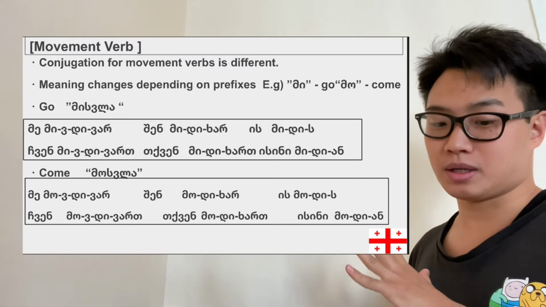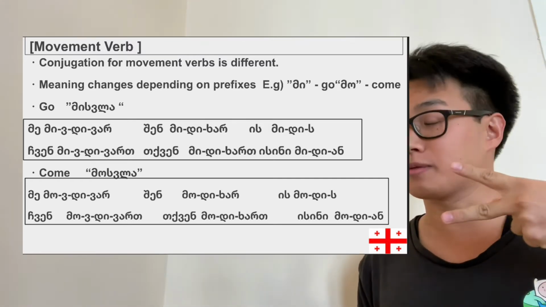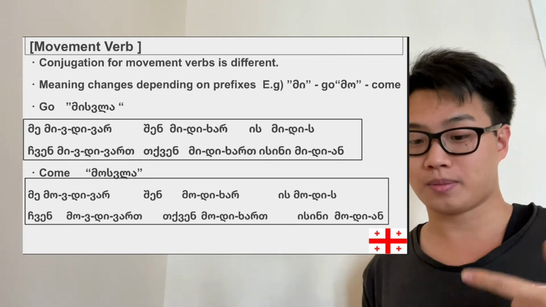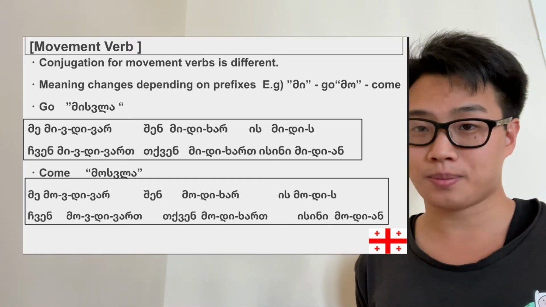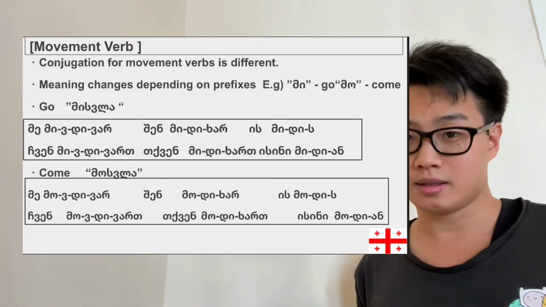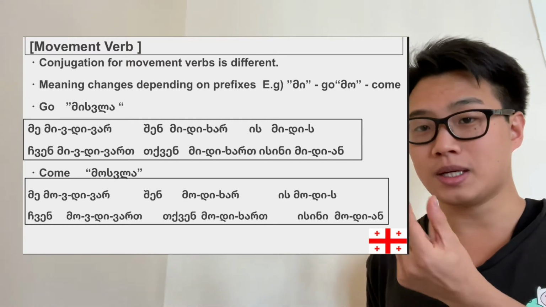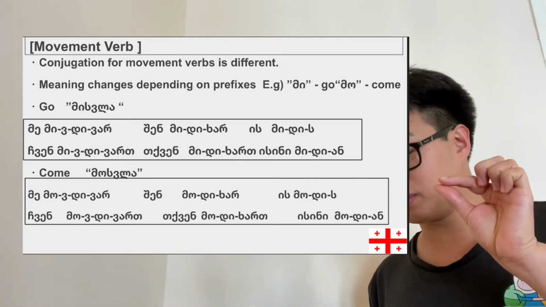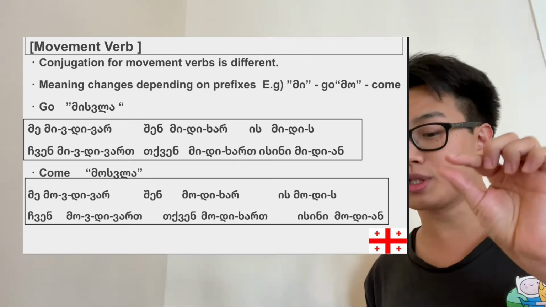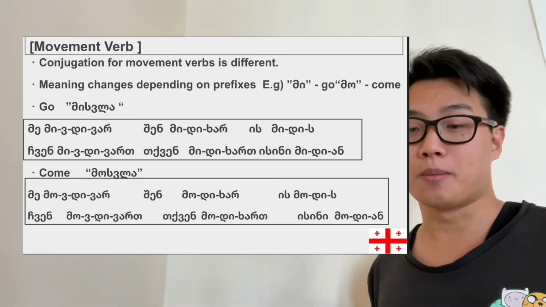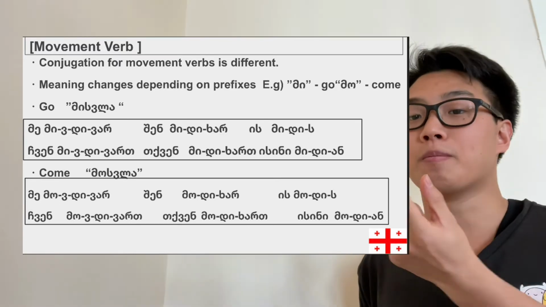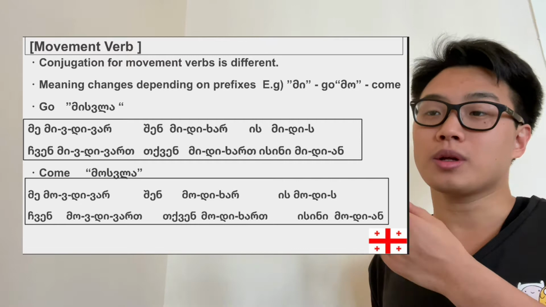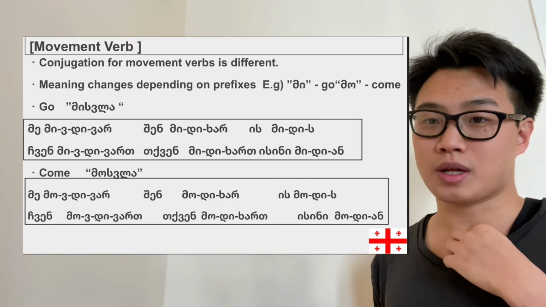As we can see here, we have two movement verbs, two verbs regarding movement: to go and to come. Misvla and mosvla. And actually, misvla, the first two letters, mi, itself means to go, and the original form of the verb come, to come, mosvla, and its first prefix mo itself means to come. So according to the prefix for the movement verbs, you can actually change the meanings.